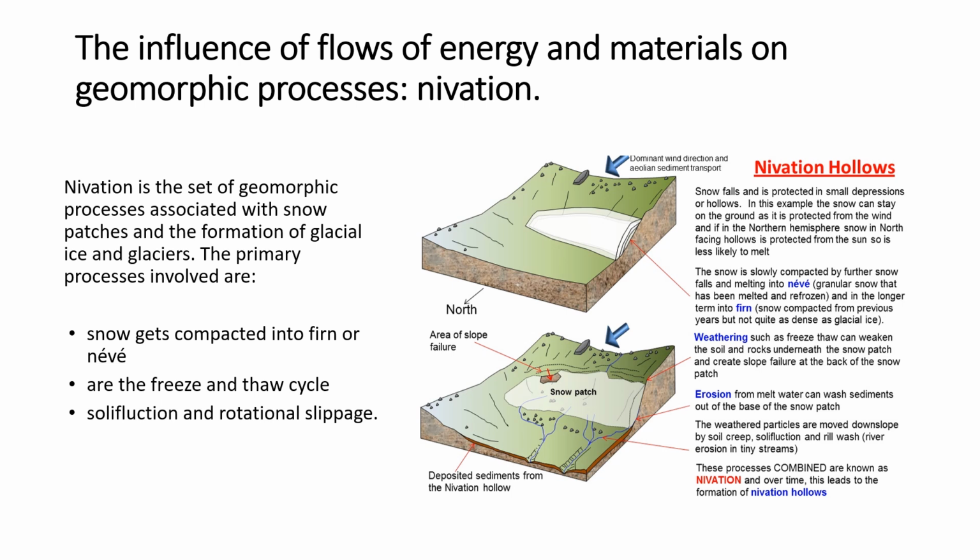As it becomes ice, you then start to get the freeze-thaw cycle and frost shattering take place beneath that ice deposit. And as a result of that, you get solifluction, the movement of the ground beneath it, and eventually rotational slippage. This is a combination of processes that start the formation of a glacier, which you can find in corries. Energy is really key here. You are looking at making sure you have very cold conditions, so low levels of thermal energy for that snow to develop into ice, but also kinetic energy for that movement to take place.